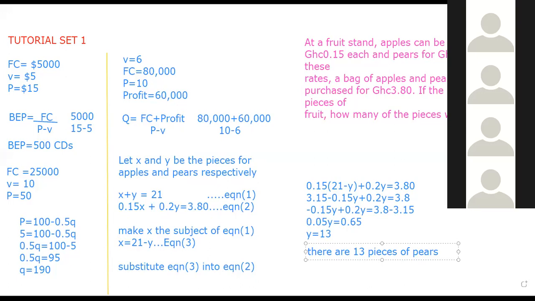So let's move on. So we are done. That is it. Please, any question thus far? Any question thus far? Because we are moving on to calculus. Yes, your hand is up.